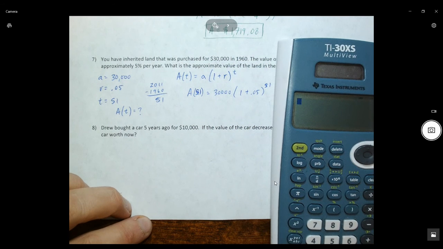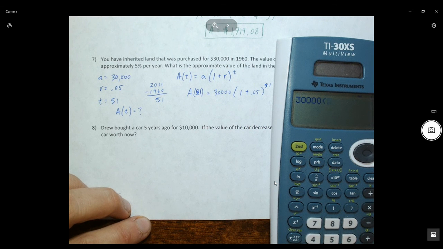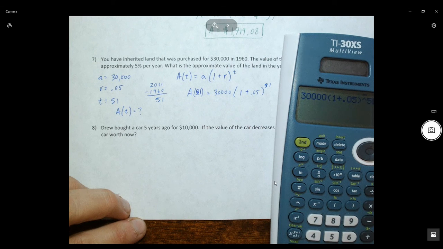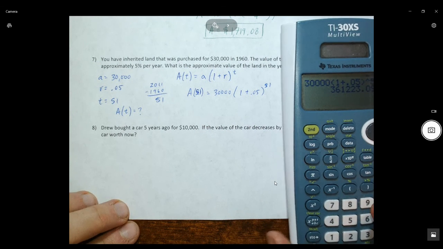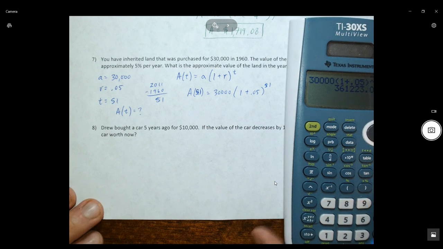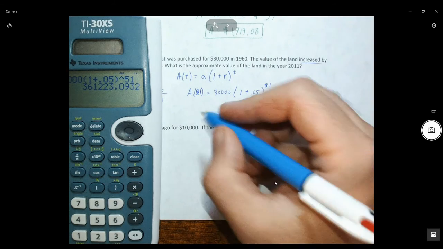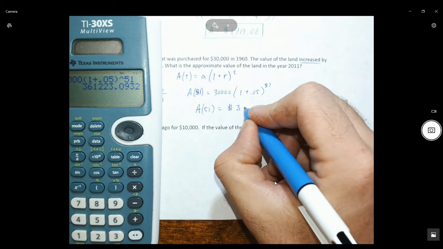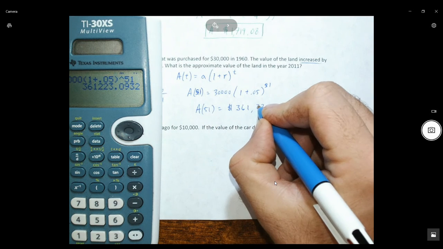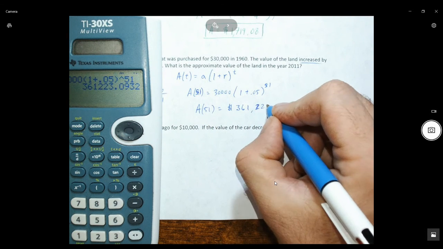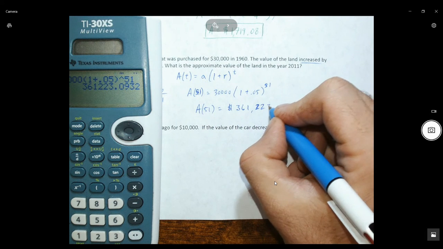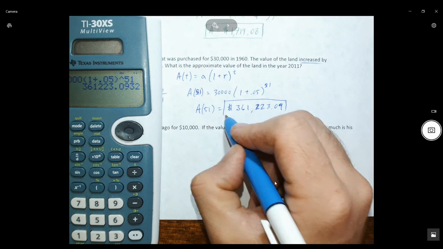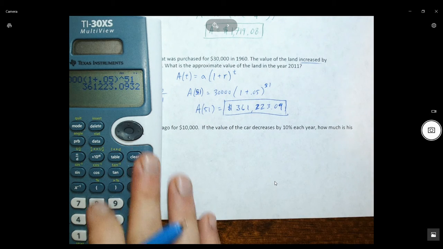Alright, you can plug that in. 30,000 parentheses 1 plus 0.05, close your parentheses and raise it to the 51st power. That land is going to be worth a lot of money. After those 51 years, it will be worth something like $361,223,009. So that's your final value. It increased a lot over those 51 years.